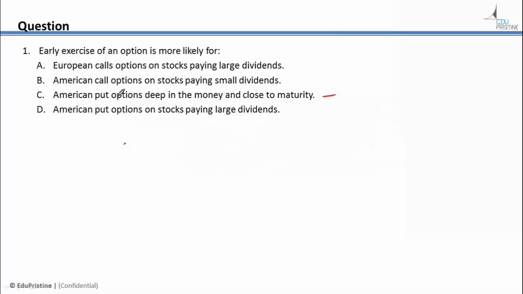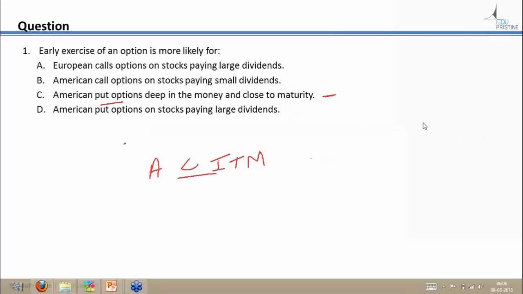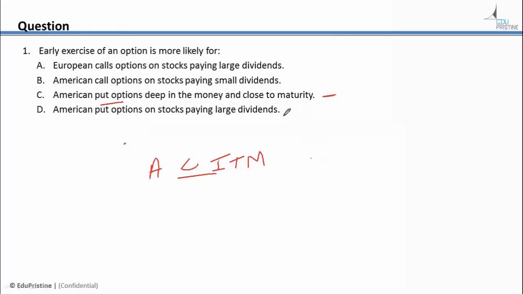Now somebody said American put options deep in the money and close to maturity. We will clearly exercise this because it's deep in the money. But if I give you an option with an American call in the money, so in the money, the short form is ITM, out of the money is OTM, and at the money is ATM. So American call in the money, tell me, will you exercise? I think the answer was given by Ashish. Can you tell me, is there any difference between a deep in the money put option and a deep in the money call option? So if instead of D there's another option named American call deep in the money and close to maturity, will you answer C or D?